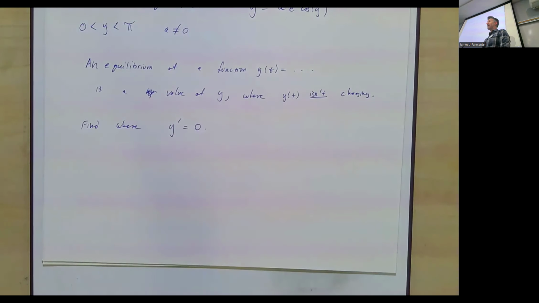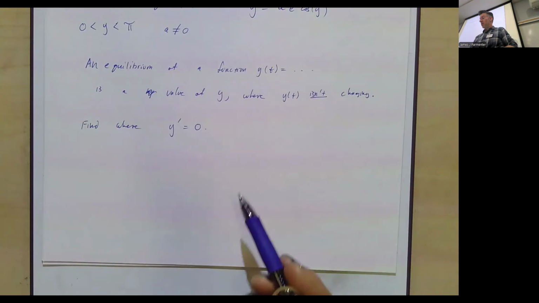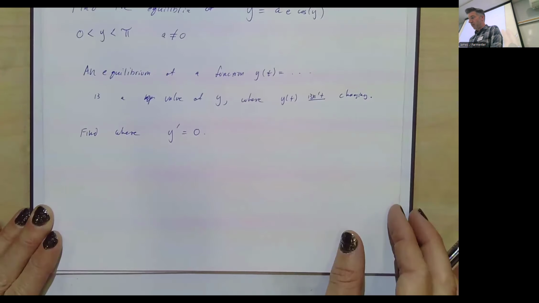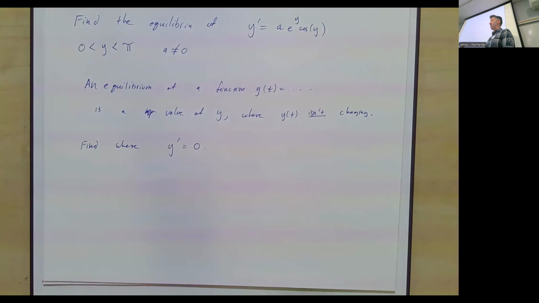Right? If we're trying to find where something isn't changing, we're trying to find where its derivative is equal to 0, because the derivative is exactly the rate of change. So that's always how we find equilibria for a differential equation. You set your derivative equal to 0 and then you solve for y, or whatever your function is, usually y. But I will point out, we're not trying to solve for the input, right? So technically, this equation here, y prime equals a e to the y cosine of y, where a is a constant, is an example of a differential equation that is autonomous.